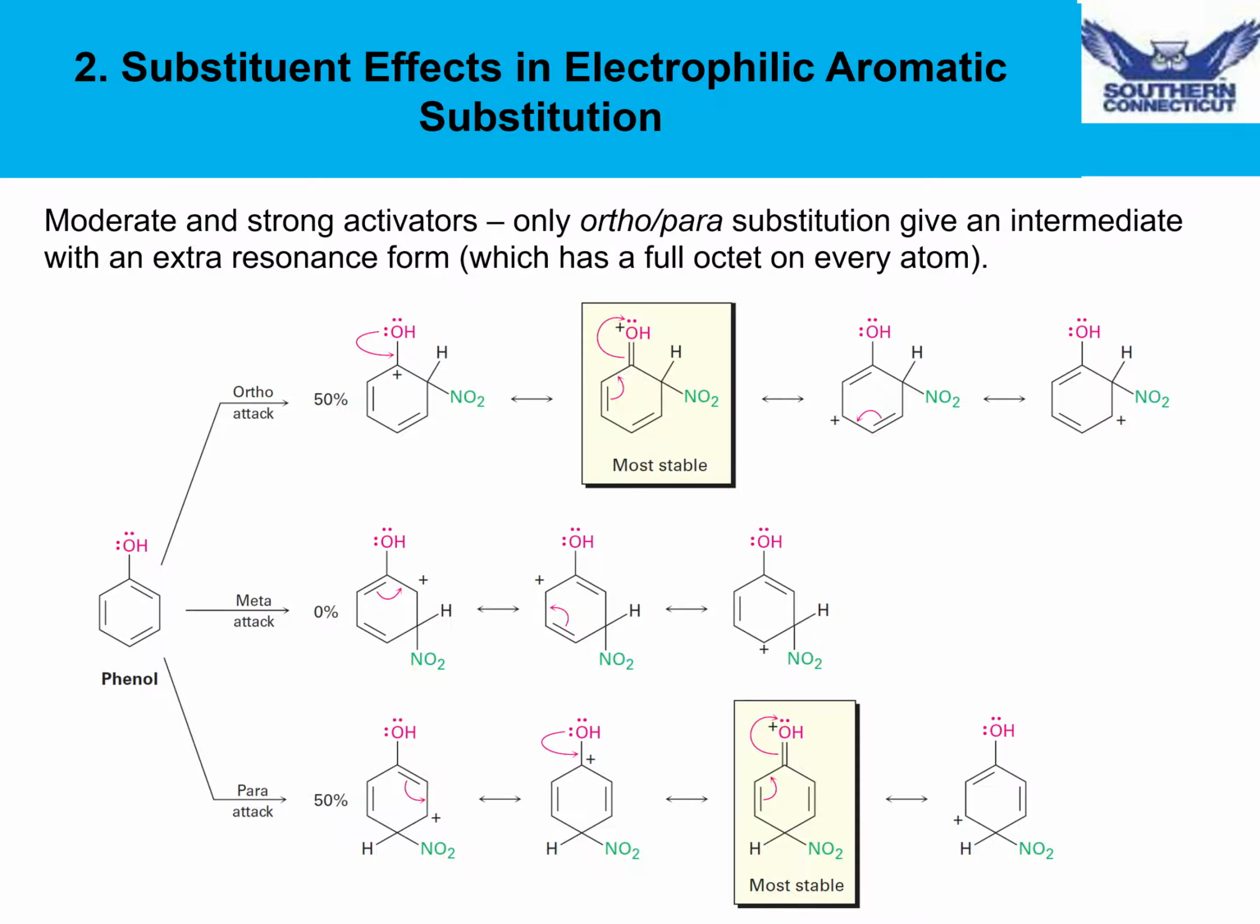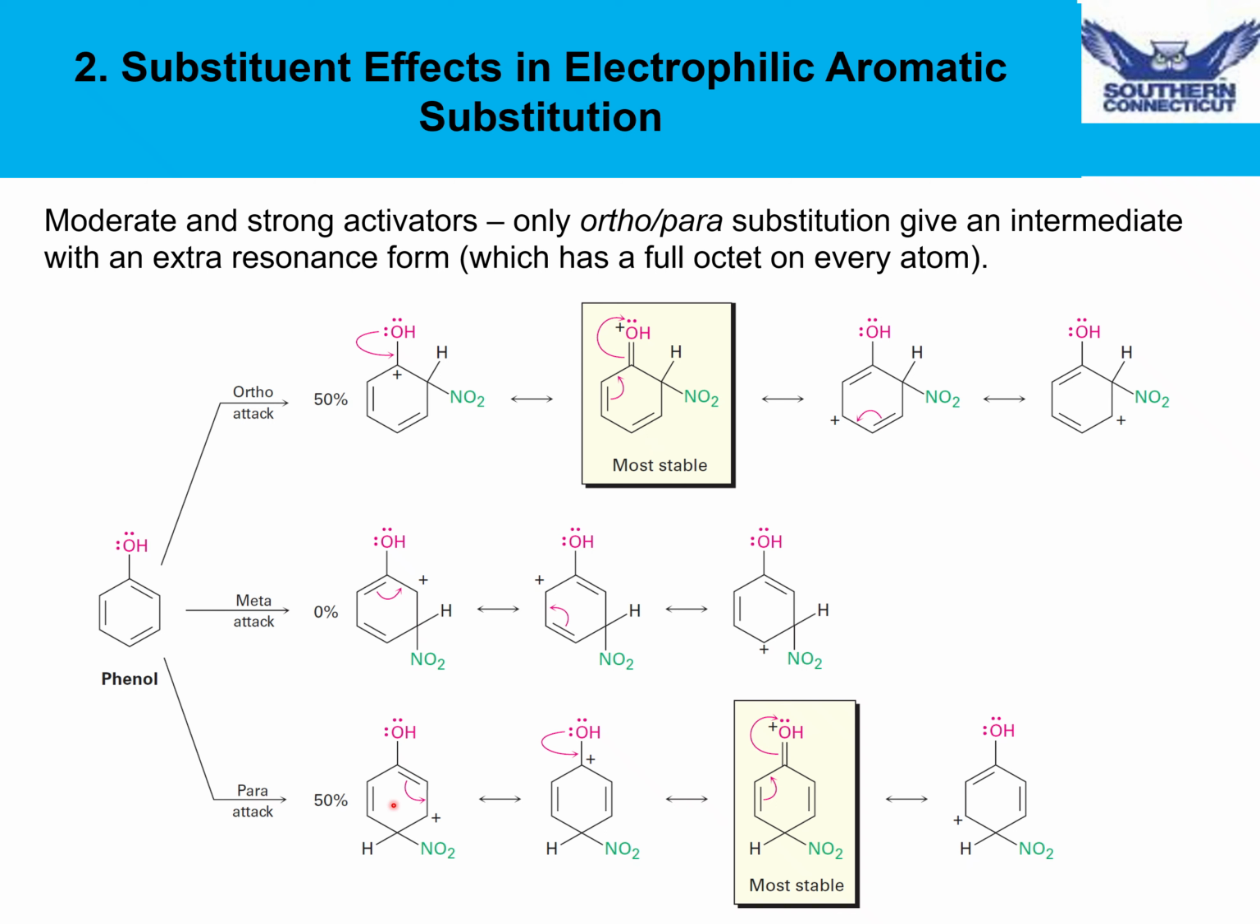When it comes to the moderate and strong activators, which would be, for example, phenol, we generally see ortho and para substitution. The reason for that is when we do ortho substitution, we have an extra resonance structure. So there are 4 versus 3 that we see in meta substitution. One of those 4 resonance structures when we do an ortho substitution also has a full octet on every atom. So the oxygen and carbon, as well as every other carbon in the ring, has a full octet. That makes this a very stable resonance structure, more so than the other ones.